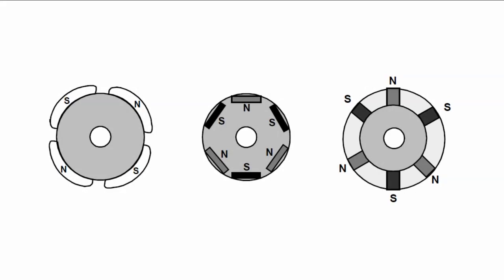Which types of permanent magnets are available in the market? One of them, neodymium. Another one, samarium cobalt. It's interesting, samarium cobalt. And also neodymium iron boron. Generally, we use neodymium iron boron. This is called a rare earth alloy magnet.